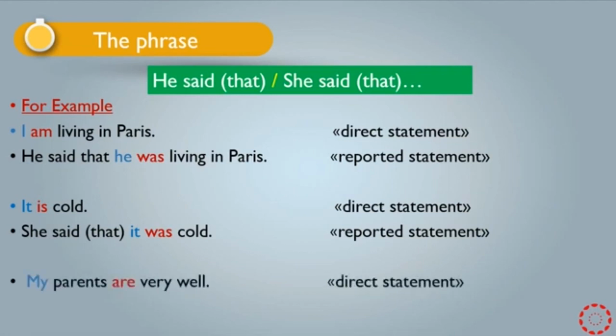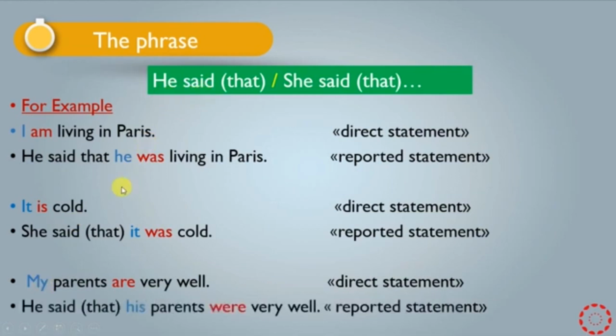Another example, my parents are very well. This is a direct statement. I said my became his and her according to he said that or she said that. Okay, so it became like that. He said that his parents were very well. This is a reported statement.